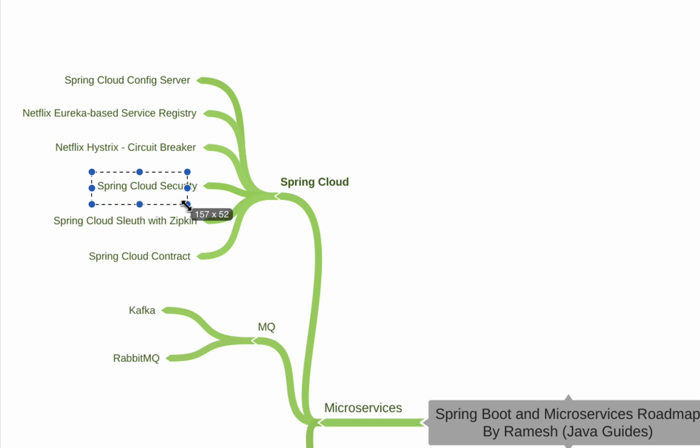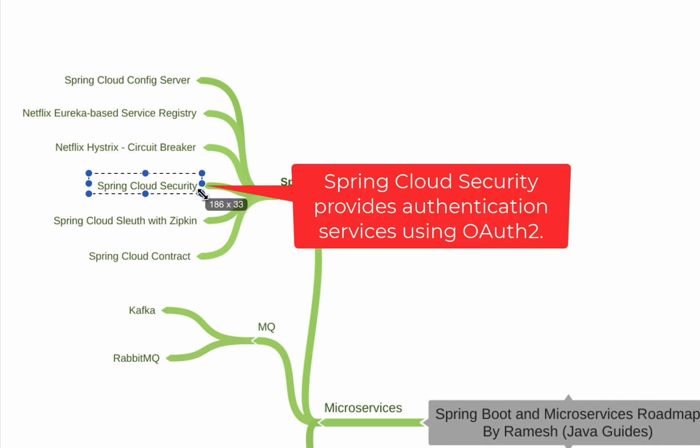Next is Spring Cloud security. In microservices architecture, most of the microservices need to be accessible to authenticated users only, right? And most of the time we use the single sign-on feature, right? Basically Spring Cloud security provides authentication service using OAuth 2. So in order to implement OAuth 2 authentication functionality, you can use Spring Cloud security.